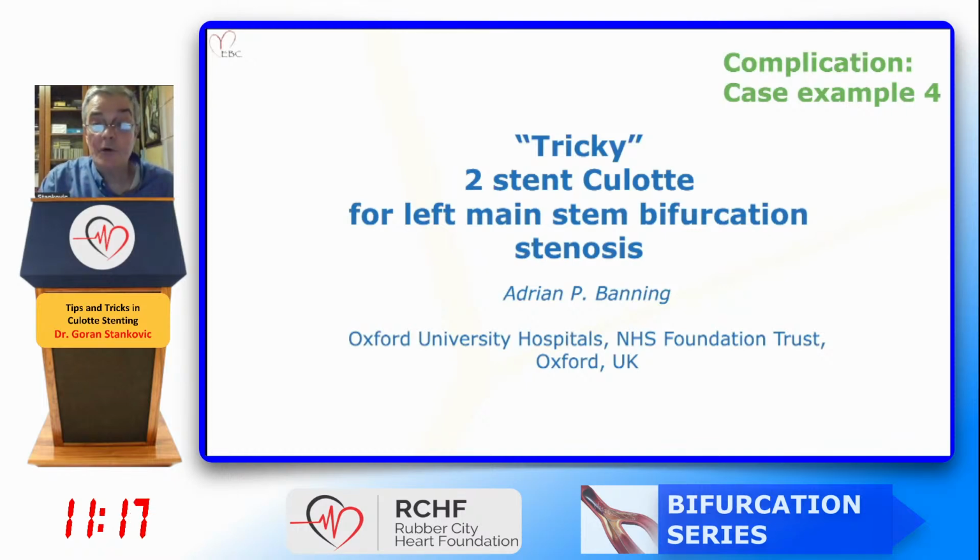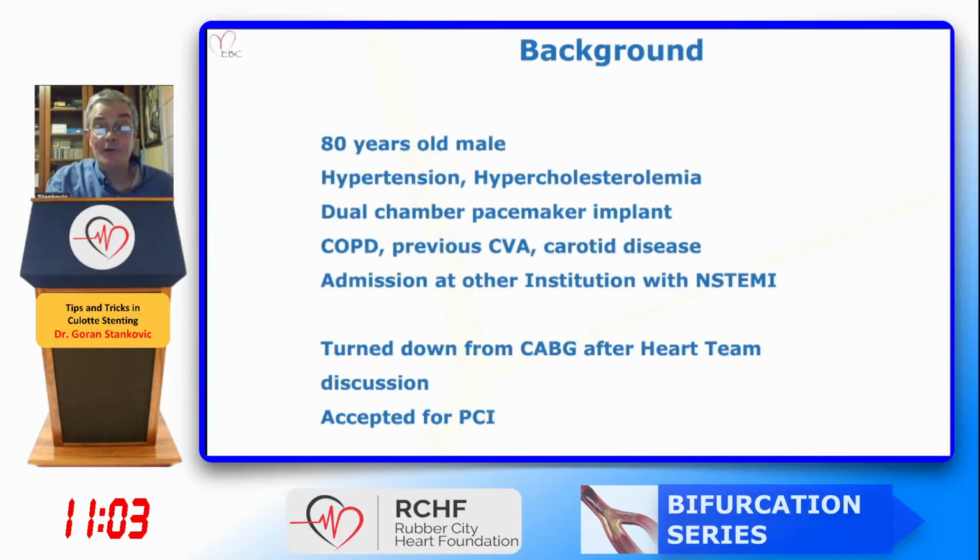And I will just show you at the end, I just added while watching this case, a tricky two-stent culotte, a case of Adrian Bening as a complication with a nodule, very similar to a case that you presented also. So 80 years old male, risk factors: dual chamber pacemaker, COPD, carotid disease, non-STEMI was clinical presentation, turned down from CABG by the heart team.